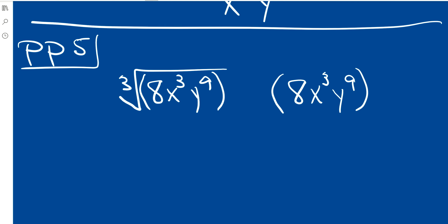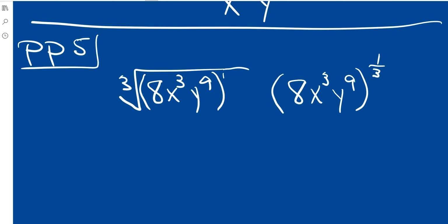The 3 is my index number. That's going to be my denominator, and what's going to be the numerator is 1, because this inside the radical is not raised to a power other than 1. There's really a 1 here. All right, and now this is my problem, and I'm going to distribute that.